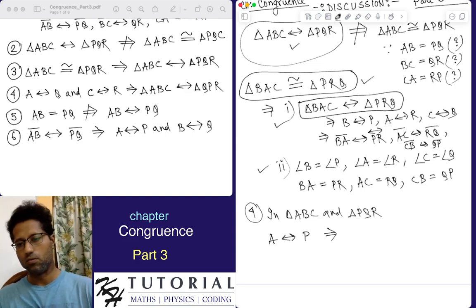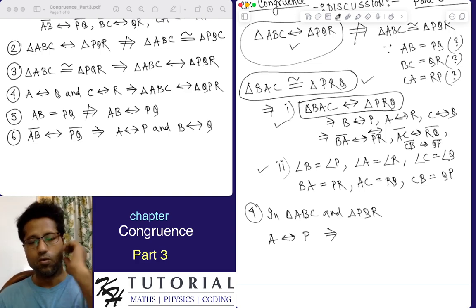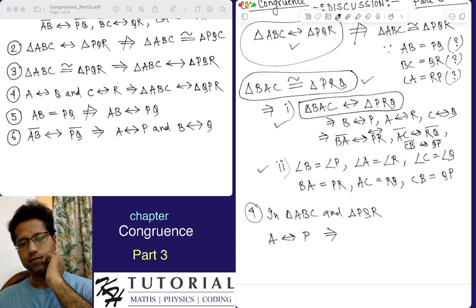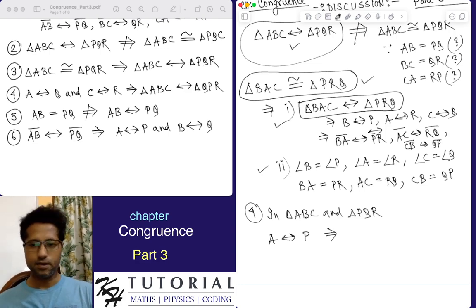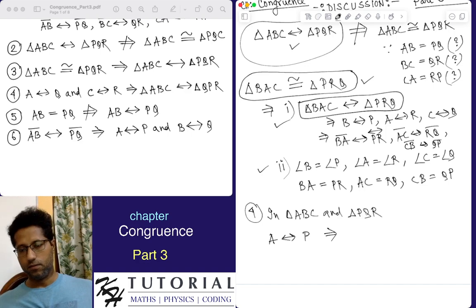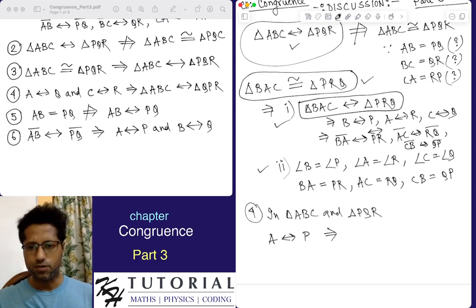only one correspondence. If you only know that vertex A in triangle ABC is mapped to some vertex in triangle PQR, then you cannot say anything about the total correspondence between the triangle ABC and PQR. So we have only mapped one vertex. So this is obvious.